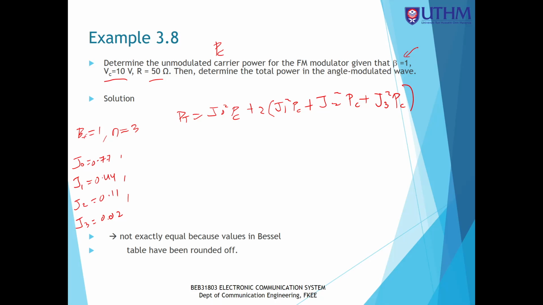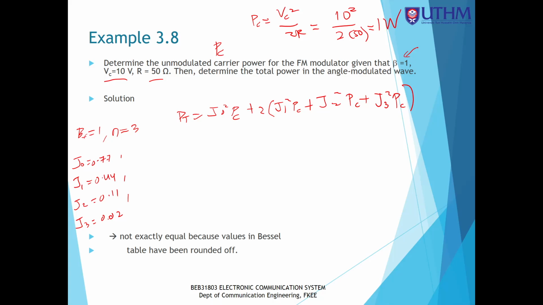So PC is equal to VC square over 2R. So this is 10 square divided by 2 times 50. Okay, so this is equal to 100 over 100. So this is 1 watt.